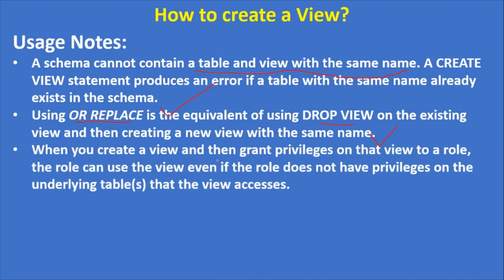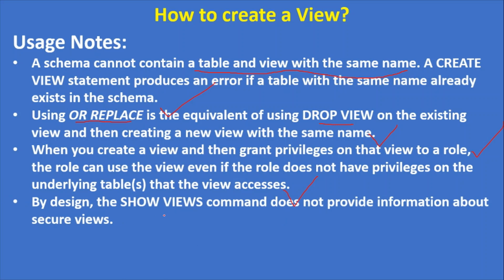When you create a view and then grant privileges on that view to a role, the role can use the view even if the role doesn't have privileges on the underlying tables that the view accesses. For example, you have a department table and there are no grants on the table, and you created a view using the department table, and on that view you are going to give the select privilege to another role. So you are going to give privileges on the view only, not required on the table. That is what this point is telling.